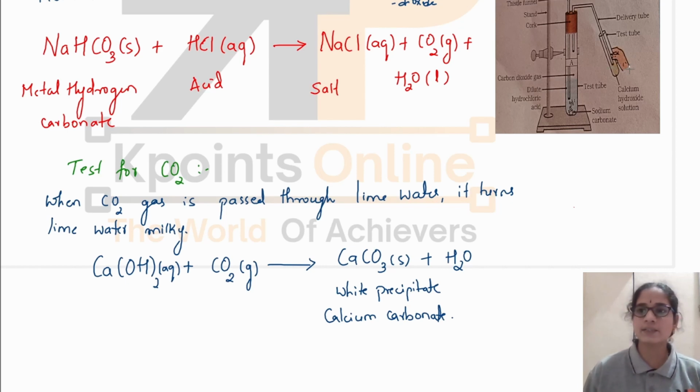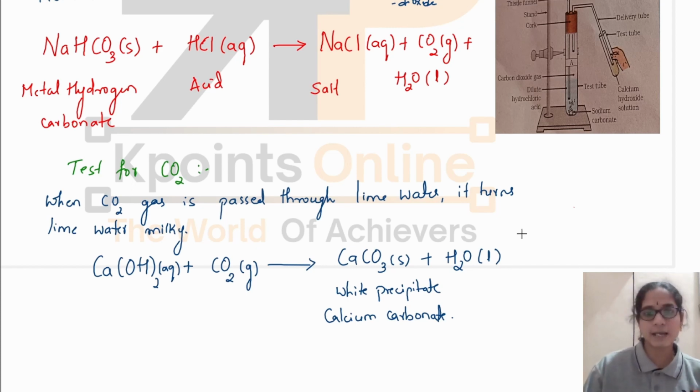Here you can see that the lime water is taken in this test tube, and whatever gas is being liberated is collected in this test tube. So that carbon dioxide gas reacts with calcium hydroxide, that is lime water, to form calcium carbonate. Okay. So by seeing the white precipitate, we can understand that the liberated gas is carbon dioxide gas.